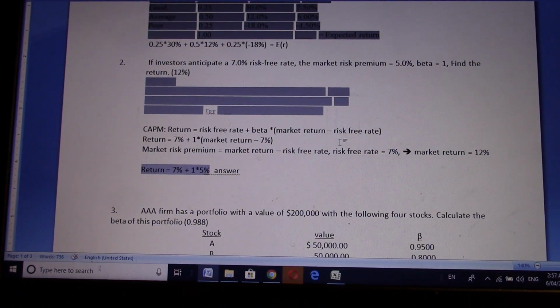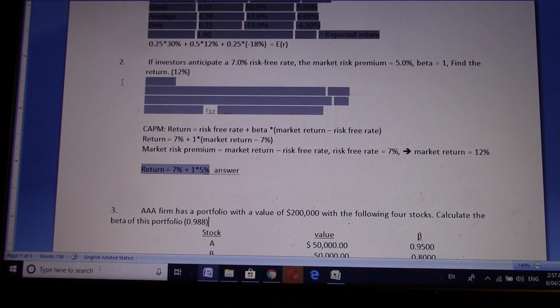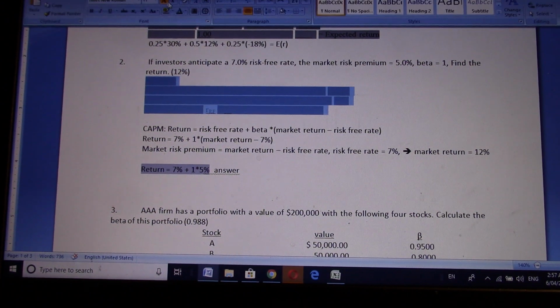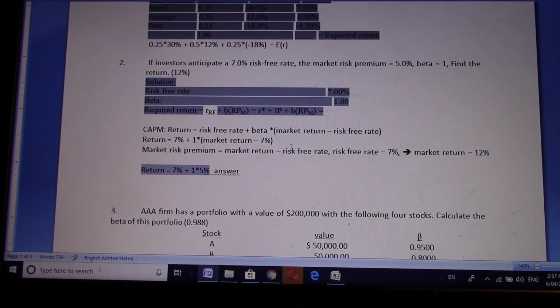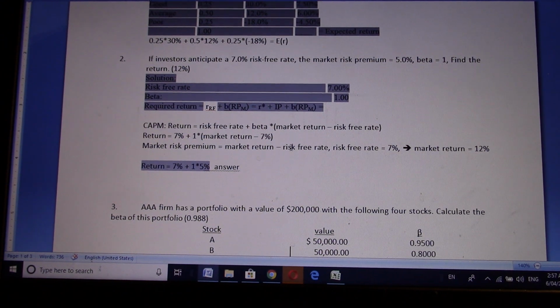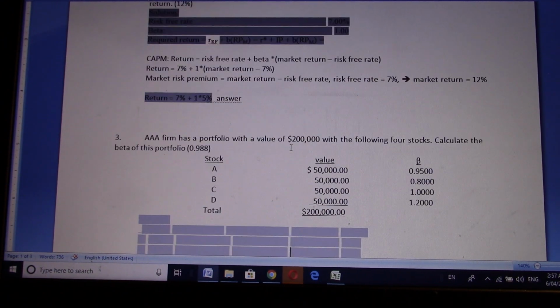So this is using the CAPM model to calculate the stock returns. Let's see what I put down here. Should be the same. Okay. So this is this question.